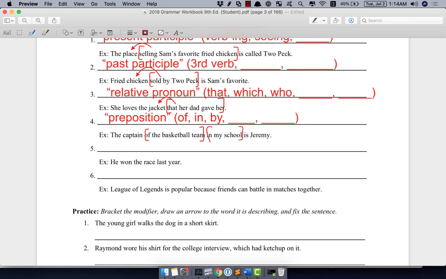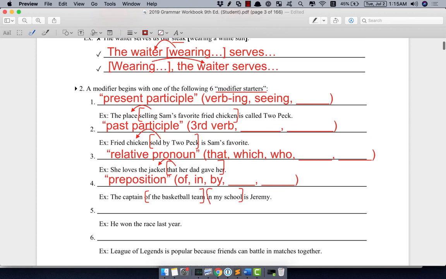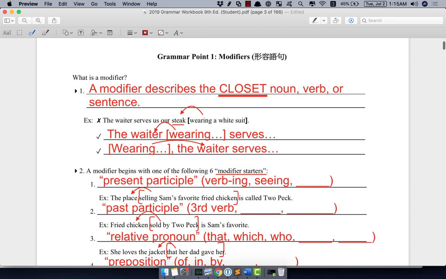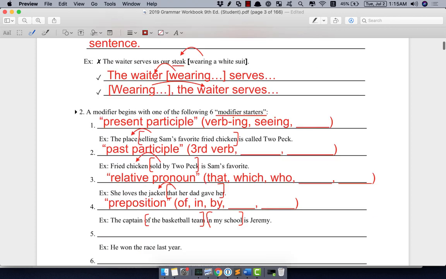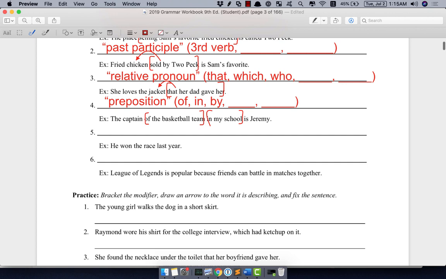Okay, so what does of the basketball team describe? Again, a modifier describes the closest noun, verb, or sentence. So, question, does of the basketball team describe the word captain or Jeremy? The answer is captain, because captain is the closest. So, draw an arrow from of the basketball team to the captain.